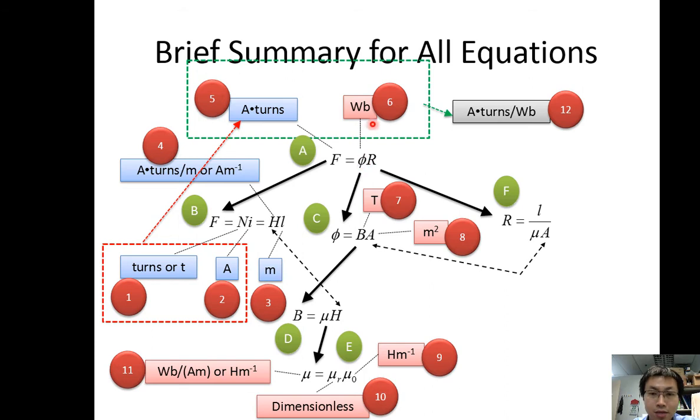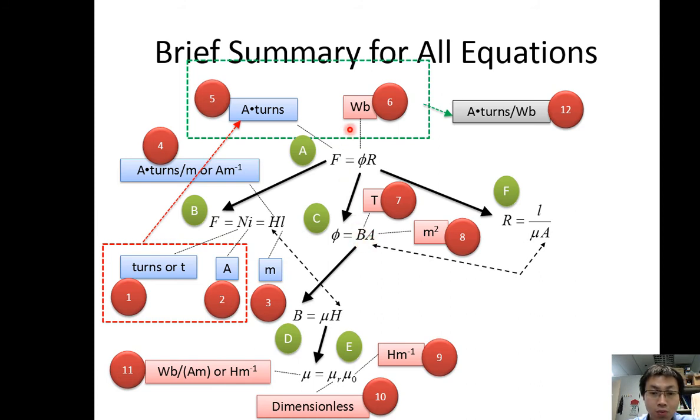Then we go to 5, 6. This one is already fixed. It is in Weber. Then we go to 7. Phi equals BA. B is also fixed, in Tesla. Then we have area in meter square. This is 8. Then we go to 9. We need to know mu naught. Mu naught is also fixed. It is in Henry per meter. Then we know mu r, number 10. Mu r is dimensionless. Dimensionless means it is a ratio. There is no unit. Number 11. Since this is dimensionless, this one times this one becomes the same, which is Henry per meter. Or we can find this unit from here.